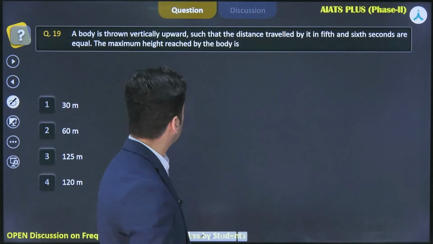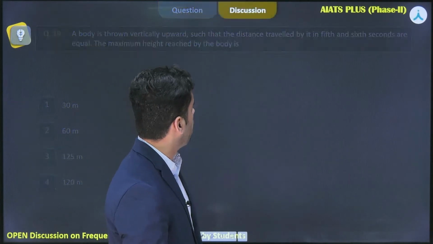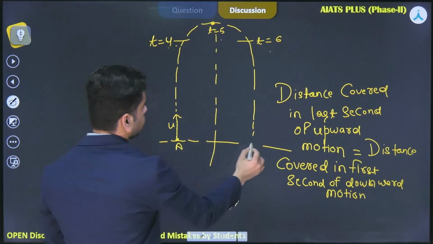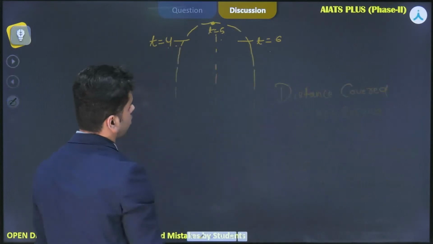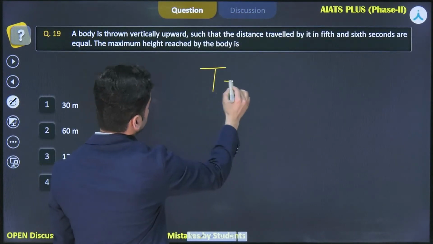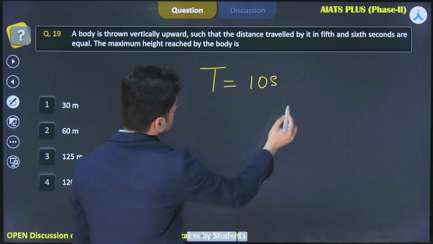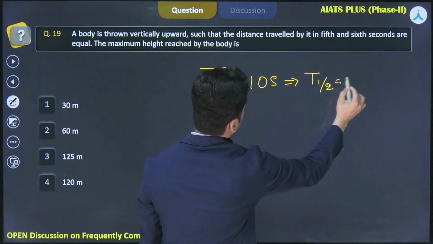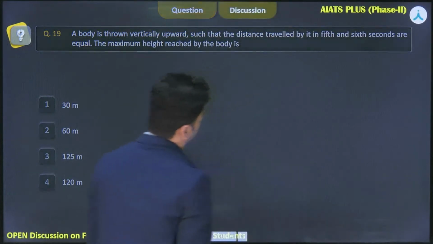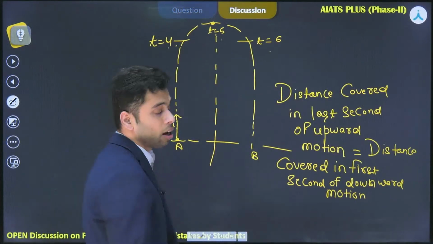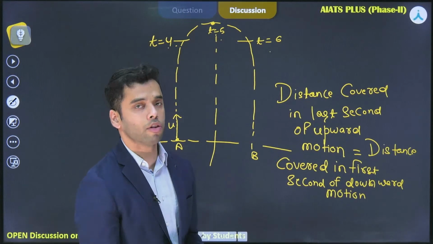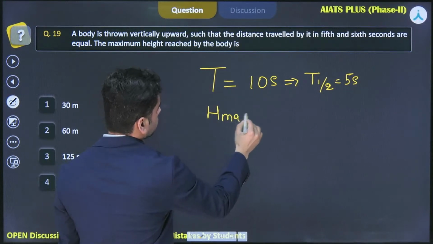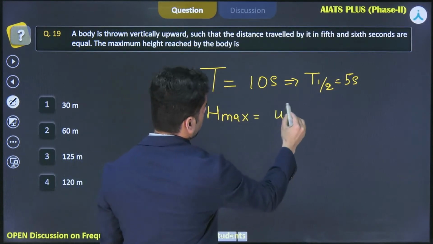Now I need to figure out what should be the maximum height. So I can see that the total time taken by the body to go from A to B should be equal to 6 plus 4, that is 10 seconds. So the total time of flight should be equal to 10 seconds. It means that the time taken for the upward motion, t half, should be equal to 5 seconds. Now I assume that it is projected in a vertically upward direction with the velocity u. So I can write that h max should be equal to u square by 2g.